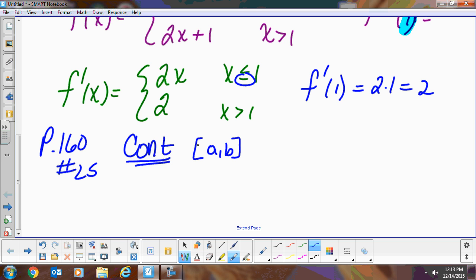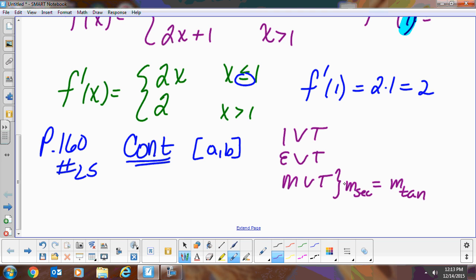All right, so continuous on a closed interval should jog your memories for all the theorems, all right? We started with intermediate value theorem, then we went to extreme value theorem, and then we went to mean value theorem. Which is the only one that involves a derivative? Mean value theorem is slope of secant, which is algebra 1 slope, equals slope of tangent. Okay? That's the only one that involves the derivative. So, number 3 talks about a derivative. So that could be a possibility.